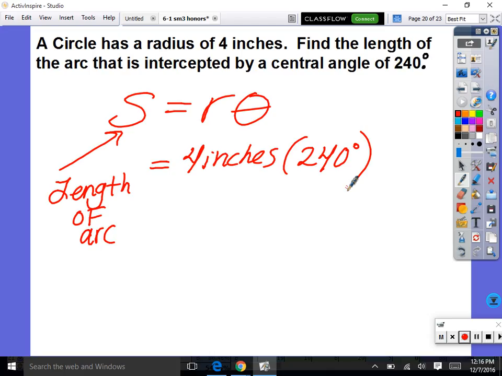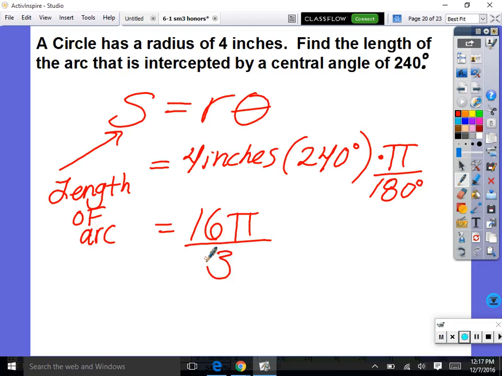So let's convert 240 to radians. Won't we multiply by pi over 180? Yeah. I like to type it into my calculator, so 4 times 240, then divided by 180. So you get 16. We have our pi. So we have 16 pi over 3 inches. Now that's the math answer.